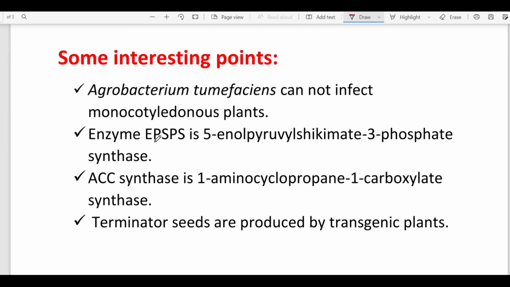Next point, the enzyme EPSPS, which is inhibited by glyphosate, is 5-enolpyruvylshikimate-3-phosphate synthase and is responsible for the synthesis of various amino acids in weeds. Next point, ACC synthase. This enzyme is used in the production of ethylene and its full form is 1-aminocyclopropane-1-carboxylate synthase. Next point, terminator seeds are produced by transgenic plants.